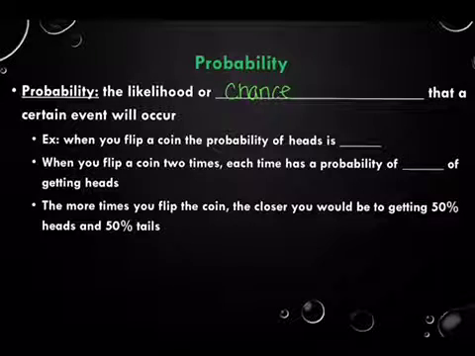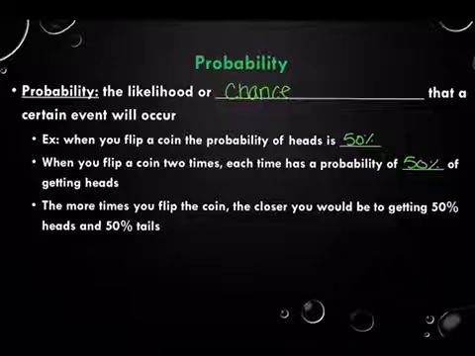Usually when you learn about probability, we talk about flipping a coin. The probability of getting heads on a single flip is 50%, and likewise the likelihood of getting tails is also 50% on a single flip. When you flip a coin 2 times, each time has the same 50% probability of getting heads. Just because you get heads the first time doesn't mean you will or will not get heads the second time. They're 2 separate events.